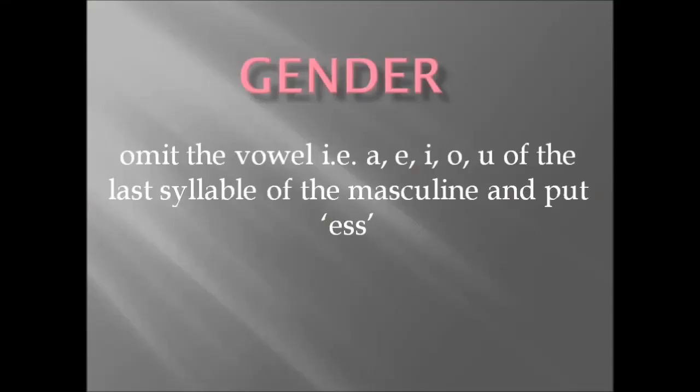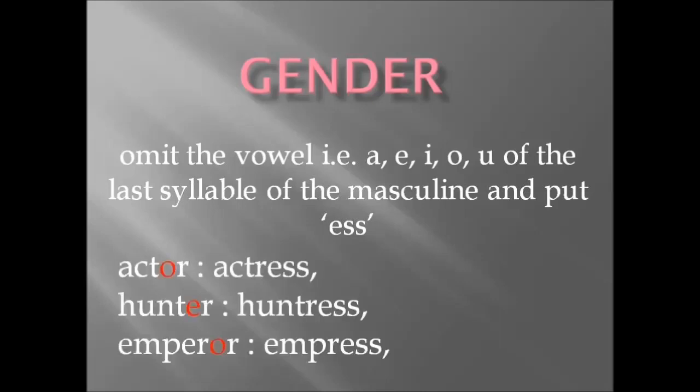Next we are going to see the third way to form feminine gender from masculine gender. In this type, we have to omit the vowel, that is A, E, I, O, U, of the last syllable of the masculine. For example, actor, actress, hunter, huntress, emperor, empress, waiter, waitress and so on. Here, if you observe, we have omitted the vowel of the last syllable. Actor, which is masculine, changes to actress, feminine. We have to omit O here. Hunter, masculine, changes to huntress, feminine. Here we have to omit E.